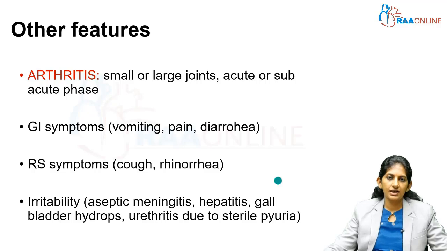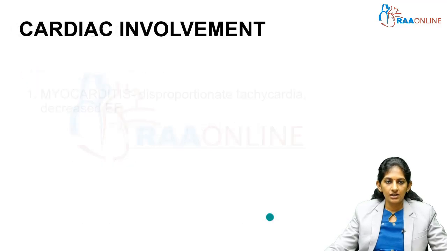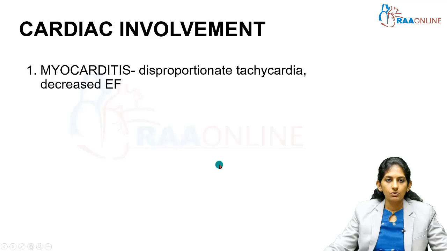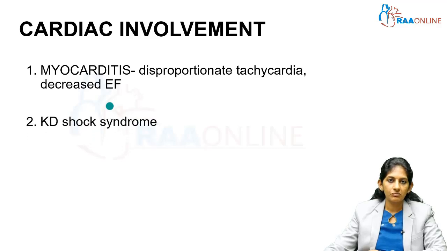Aseptic meningitis can cause irritability. Hepatitis, a gallbladder hydrops can be present. Urethritis will be present, but it is a sterile pyuria. Cardiac involvement, so not just coronary involvement, myocarditis can be present. Disproportionate tachycardia is present in the child. An echo will reveal a decreased ejection fraction.